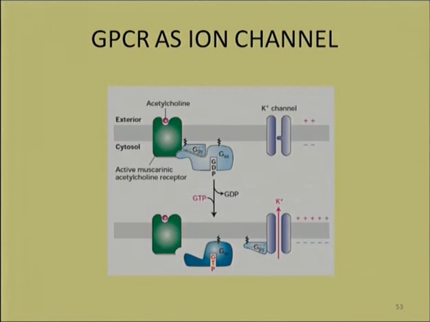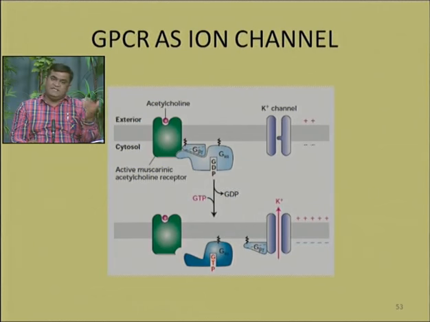Now, one interesting thing is that when G alpha comes and binds to the adenylyl cyclase, what would G beta and G gamma be doing? In some cases, GPCR can also serve as an ion channel, where the activation of the ion channel would be brought about by the other two subunits, that is G beta and G gamma.